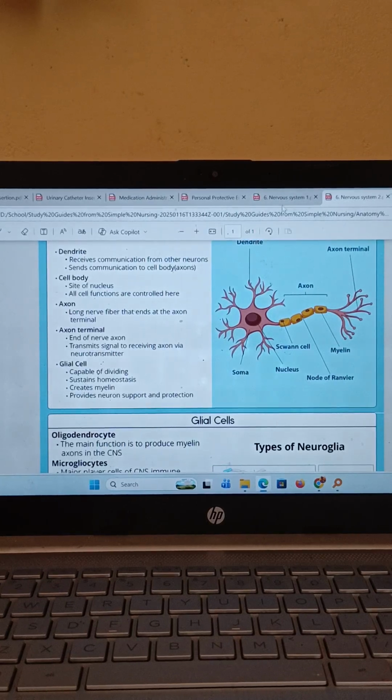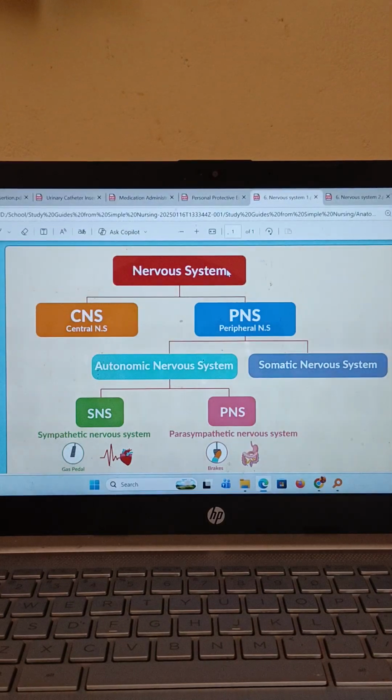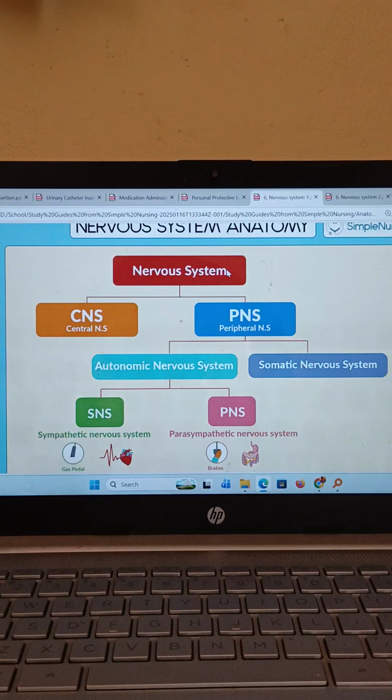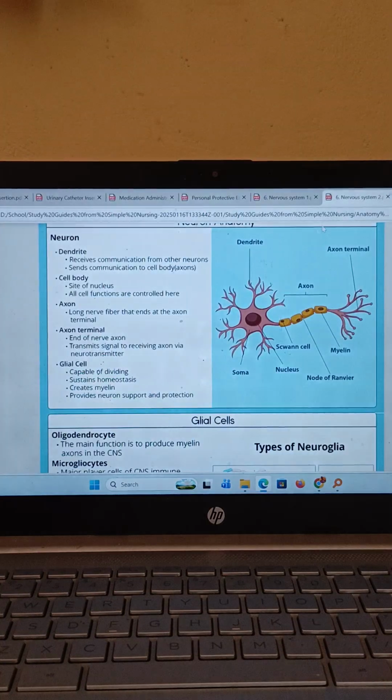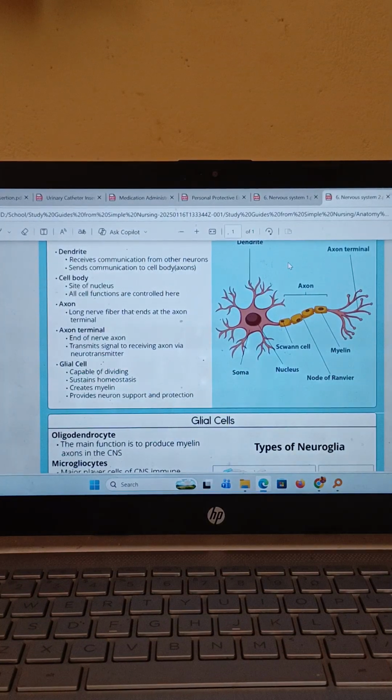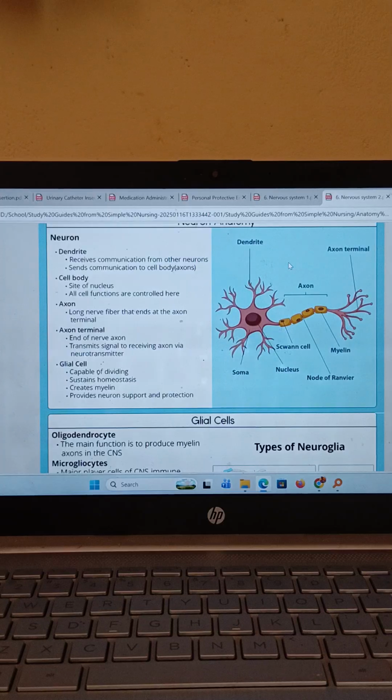Now for the first part, we looked at the nervous system. So we talked of the central nervous system, we talked of the peripheral nervous system, and how the peripheral nervous system is further broken down until we find the sympathetic and the parasympathetic. So today we are just looking at part 2 of it, and we are focusing on the neuron itself.